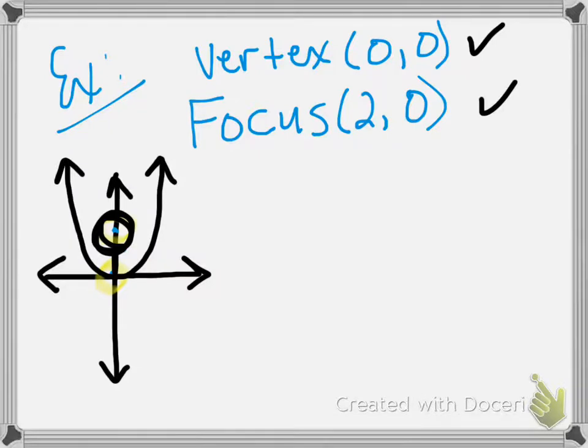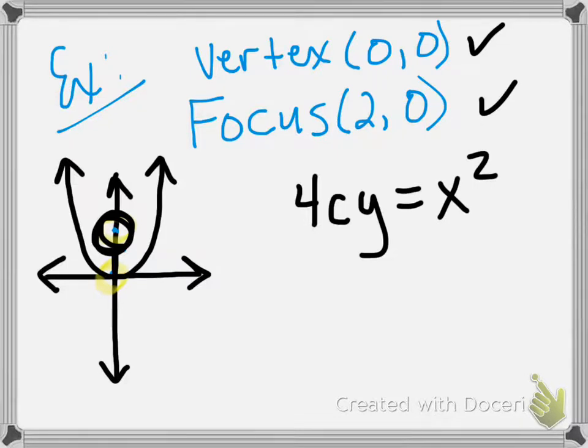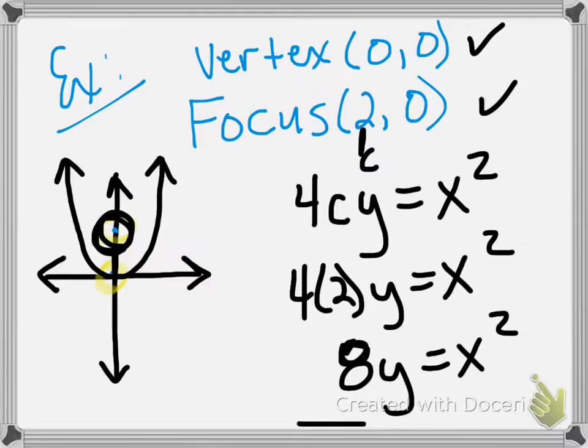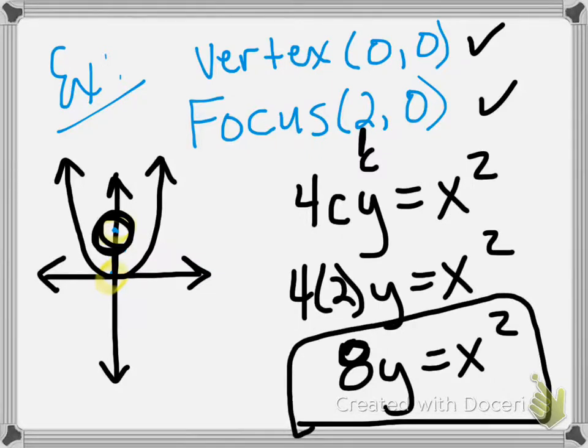So that tells me it opens up, which tells me that it's going to be positive, but it also tells me that it's going to be 4cy equals x squared, because parabolas that open up or down are always going to be x squared. So I know that my focus is 2. Well, that's really important because that actually tells me my c. Remember, c is going to be 2. So if I plug 2 in for c, my equation becomes 8y equals x squared, and I know that it's positive because this parabola opens up, and that's it. That's the equation. That's how simple that is.